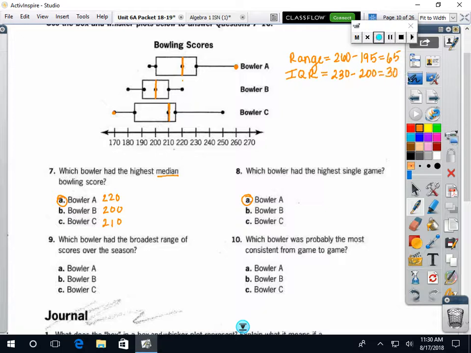Okay, now I want you to take a minute and by yourself figure out the range and IQR for bowlers B and C. For regular range, remember it's just the maximum minus the minimum, which is the whiskers. So the maximum for bowler B was at 220 and his minimum was at 180. So he has a range of how many points? 40.